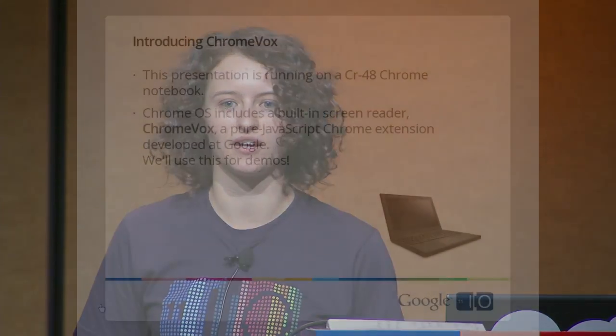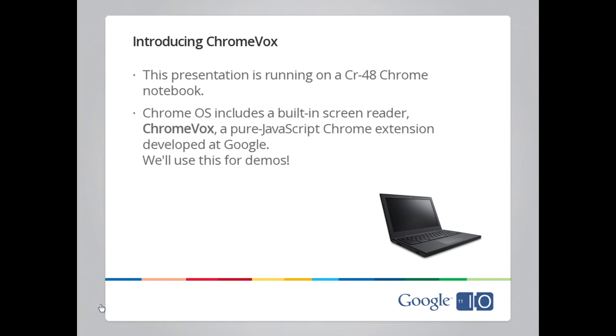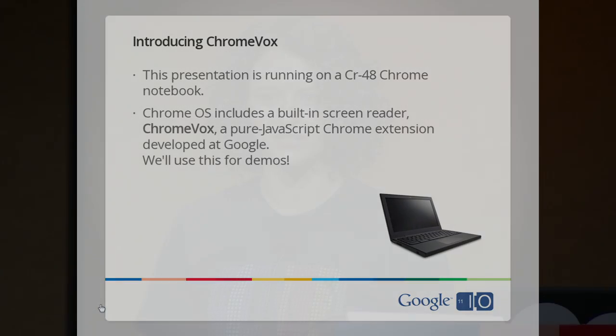So I'm going to jump in for a minute and talk to you exactly how we're going to be demoing our apps and our code to you today. Some of you might have noticed, although this podium's hiding it, I'm running this presentation on a CR48 Chrome notebook. And one of the really great things about Chrome OS, and something that we announced at I/O, is that it includes a built-in screen reader called ChromeVox that was developed by Dominic and my team at Google. ChromeVox is implemented as a Chrome extension, which means that we wrote it in just JavaScript, CSS, and HTML. And as you can imagine, it was built for the web. So we're going to be using it to do our demos for you today.